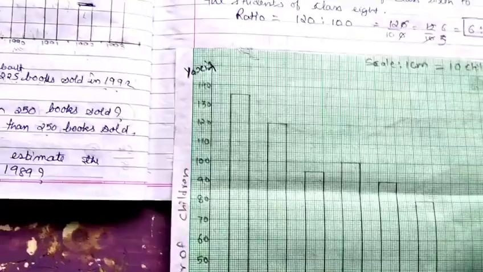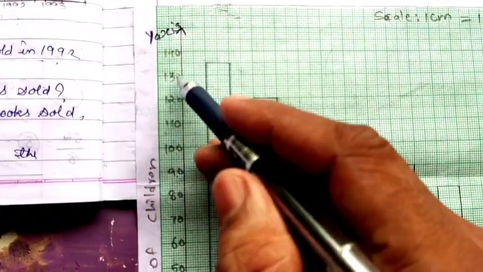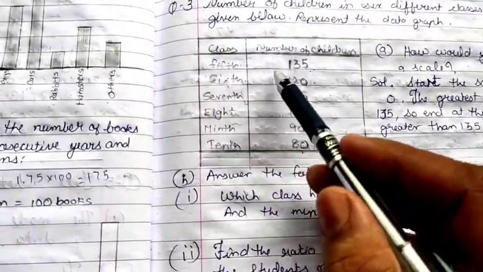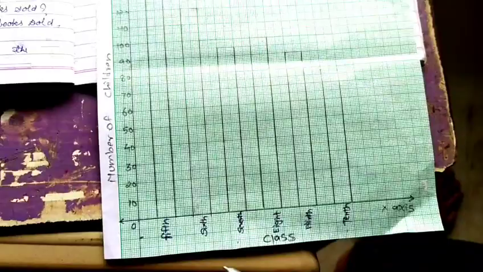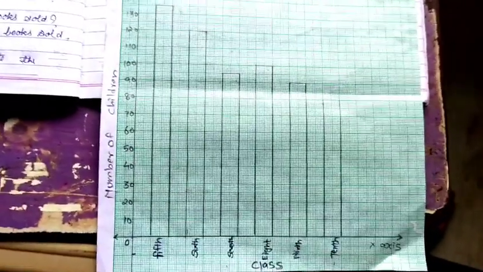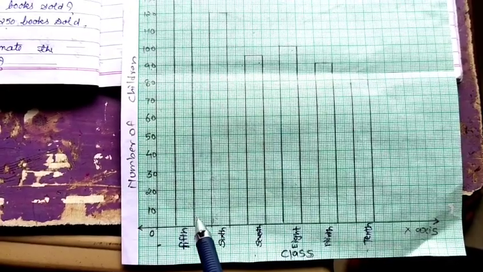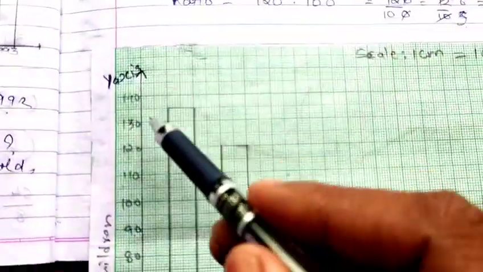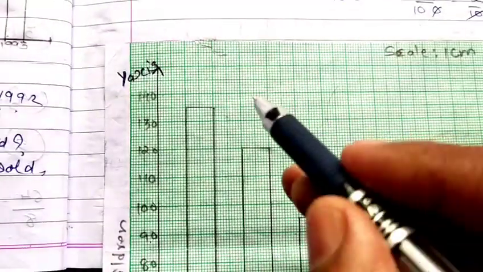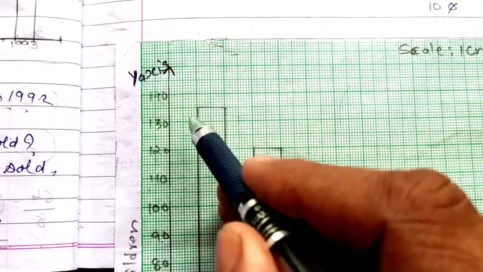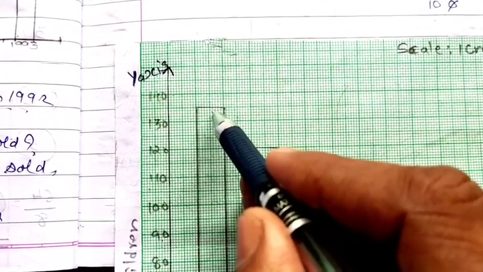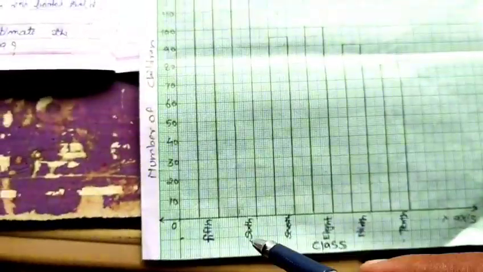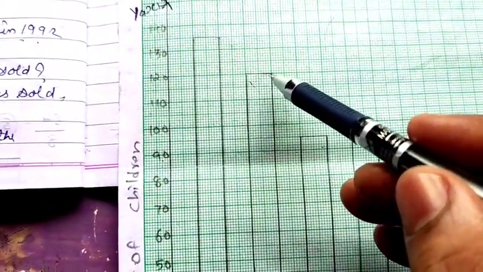Now till here you have to put the data. In standard 5th, 135 children are there. So how to draw the bar of 135? You have to leave one box and draw a bar between the boxes. 135 will come between 130 and 140, so between 130 and 140, this is the darkest line. Till here you have to draw the bar. Then in standard 6, there are 120 children, so till here you have to draw the bar.